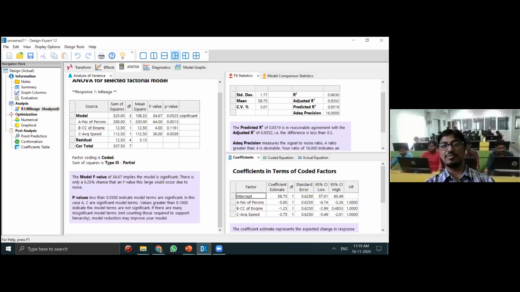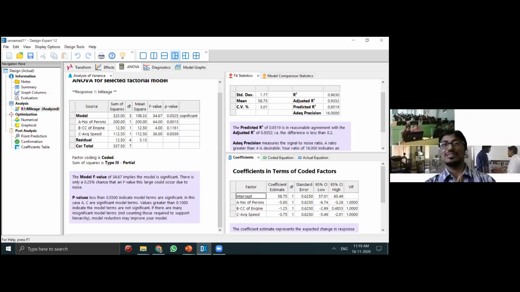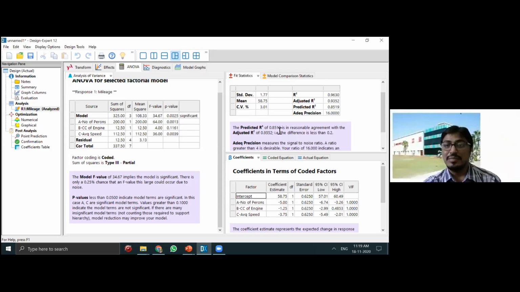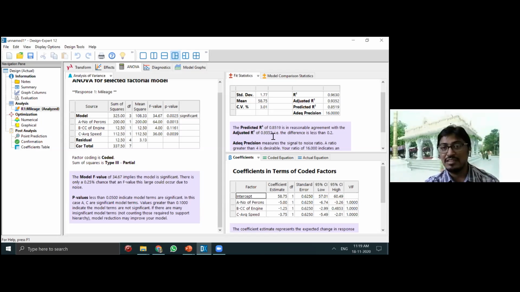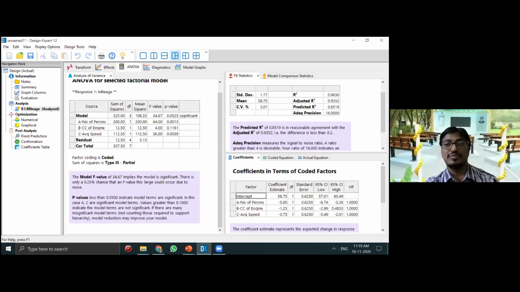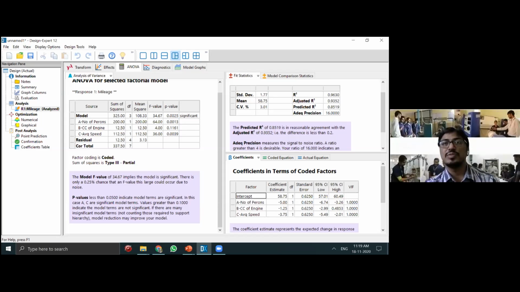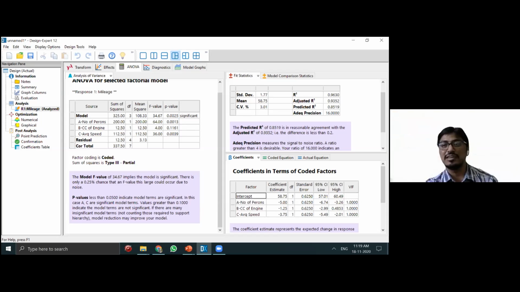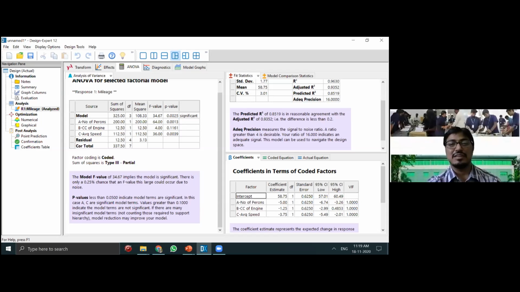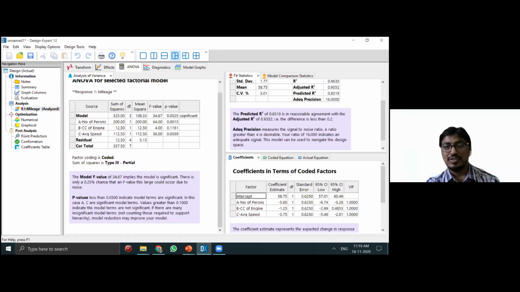From selecting the factors and levels, to doing the experimentation, taking the measurements, and noting them down in the design, everything is an important factor. Apart from that, you have to look into the predicted R square of 0.8519, which is in reasonable agreement with the adjusted R square of 0.93. I told you the difference should ideally be 0.1. If it is below 0.1, it is very good. But at the max, the difference should be 0.2, where there are unavoidable conditions.